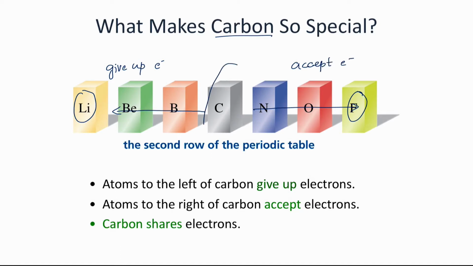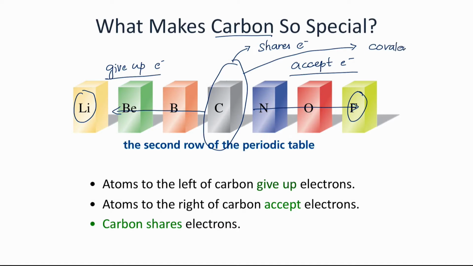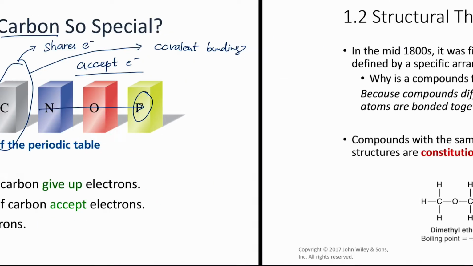So carbon stays in between. Because it stays in between, it does not give up electrons, it does not accept electrons, but rather it shares electrons because of its ability to form bonds. This sharing is the reason why carbon has the best of covalent bonding.